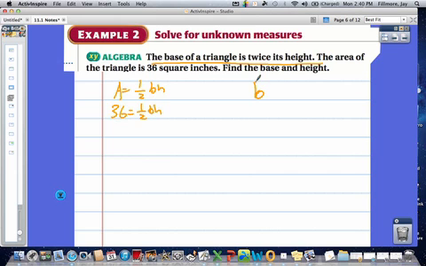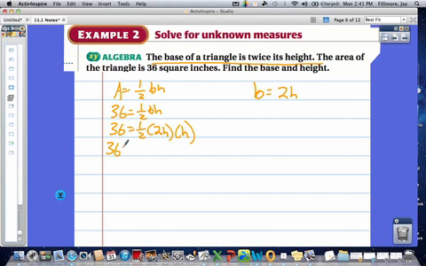So whatever the base is, it's 2 times the height. So instead of using base, I'm going to substitute in 2 times the height, because that's the relationship. So now I can write this equation with 1 variable. Because again, we can't solve an equation with 2 variables. We have to just narrow it down to 1.